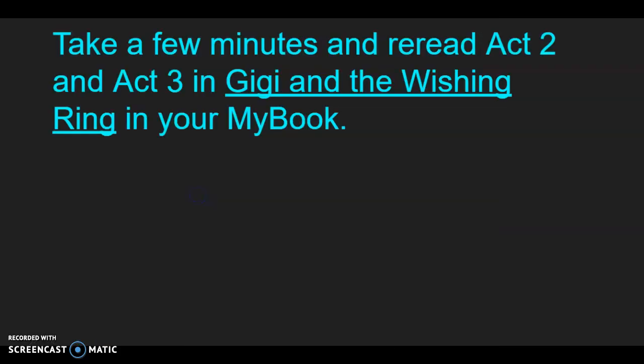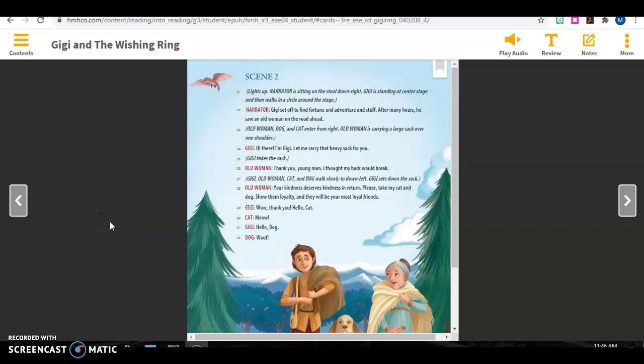So now we're going to try to find the theme in Gigi and the Wishing Ring. So pause the video for a few minutes and reread Act 2 and Act 3 in Gigi and the Wishing Ring in your My Book. Please pause the video right now so you can read those two acts. So you should have reread Acts 2 and 3 in your My Book of Gigi and the Wishing Ring.